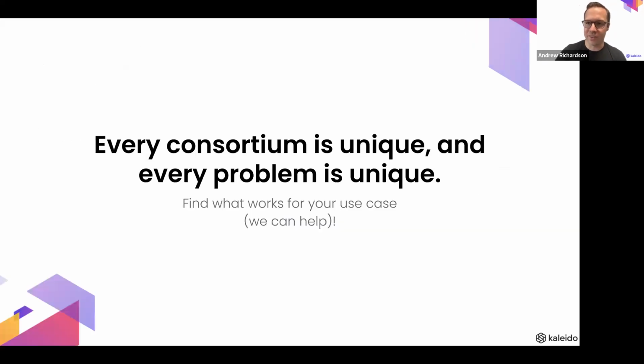So, closing out with one final comment. Of course, I've generalized a lot. I've talked a lot about things that I've learned, that I've worked on in very specific use cases, but every consortium is unique. Every problem is unique. So pick what works for you, pick the blockchain that works for you, pick the data model that works for you.